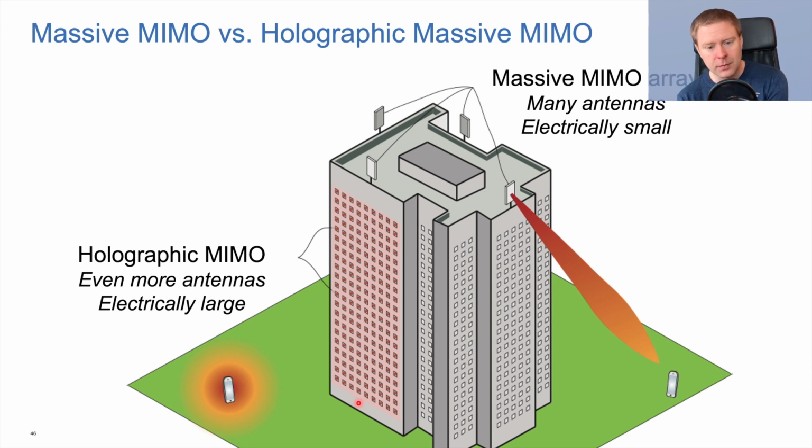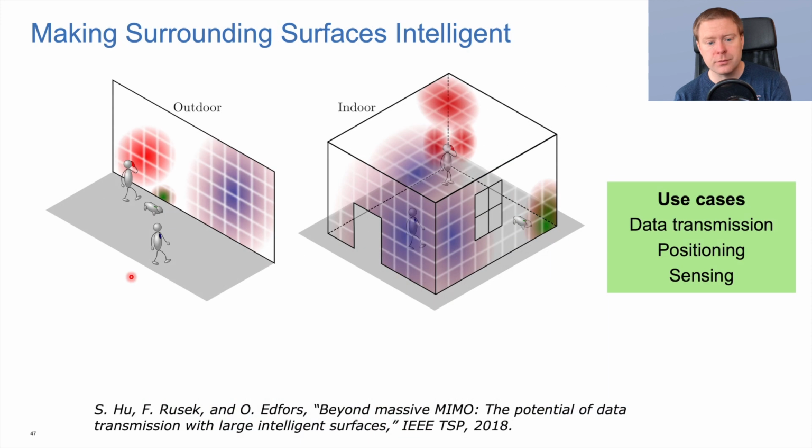What I would call holographic MIMO is a physically large array that contains even more elements, but the important thing is they're electrically large. They are filling up a much larger part of the field of view. And that is something that can be utilized for making use of phenomena that are normally not present or not something that have an important impact on our performance.